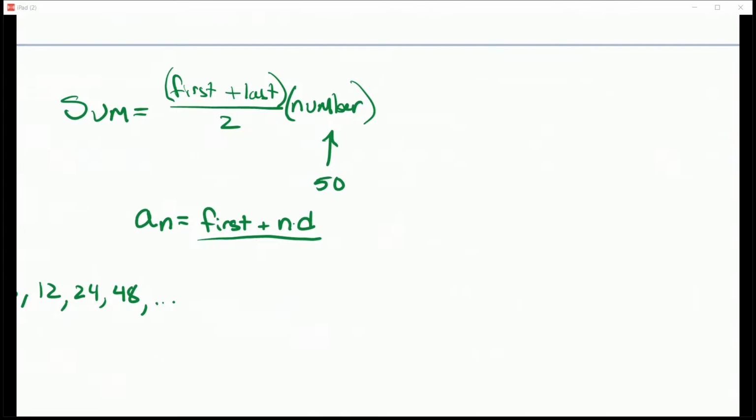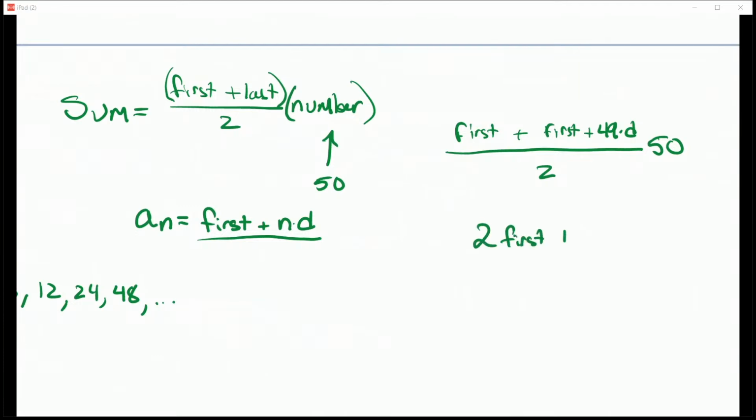Okay, so that's what I would use for the formula, and so then I could take this and say, okay, I want the first term, whatever that is, plus the first term, plus the number of terms. Well, it'll be 49 because I'm doing 49 steps to get to the 50th term. So 49 times the common difference all over 2 times the number of numbers. Okay, we're almost there. And it says the common difference is 2, so we can put that in there. So you have 2 times the first number plus 49 times 2 is 98 divided by 2.